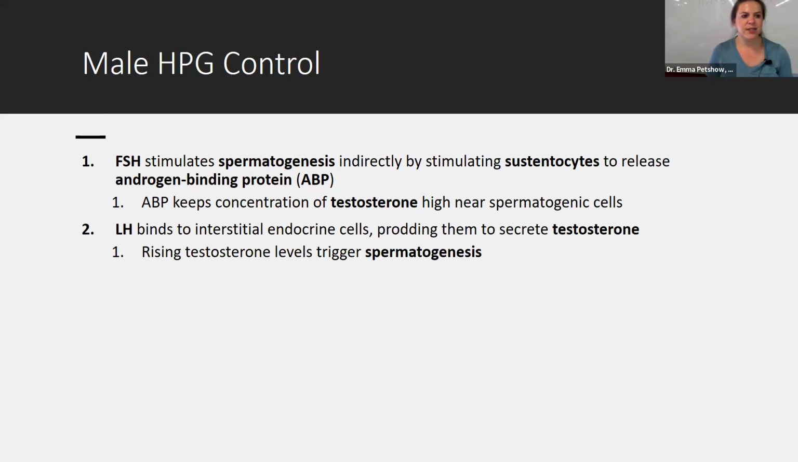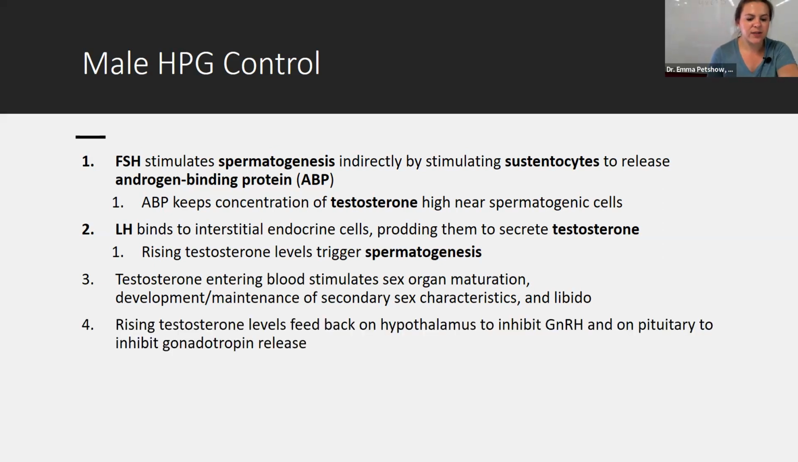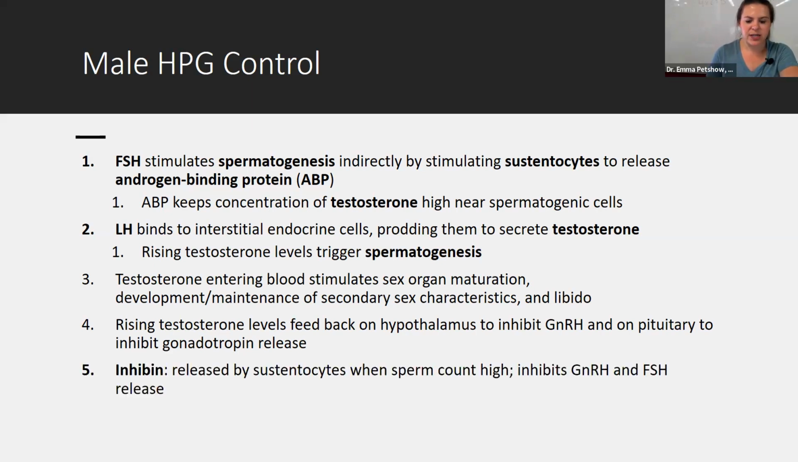LH will bind to interstitial endocrine cells, and it will encourage them to secrete more testosterone, and testosterone that increases over time triggers spermatogenesis. Testosterone also will enter circulation via blood and will stimulate our sex organ maturation, our secondary sex characteristics, and libido. And it will also exert negative feedback on the hypothalamus to inhibit GnRH and inhibit our anterior pituitary hormone release.